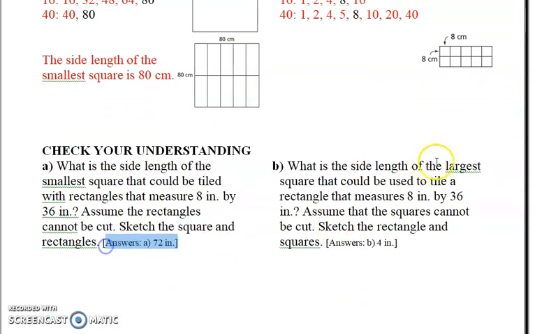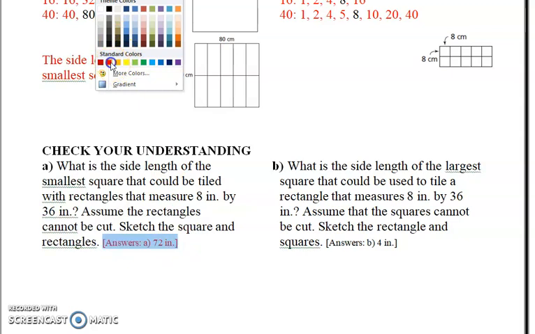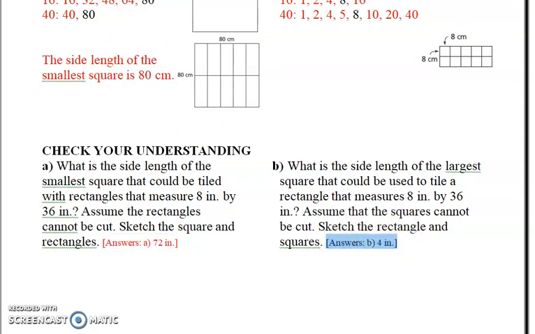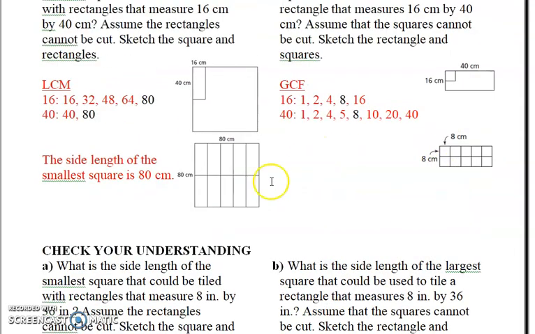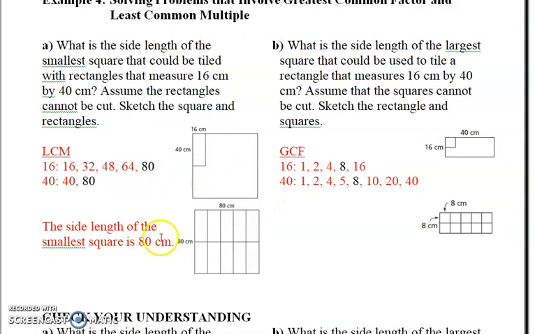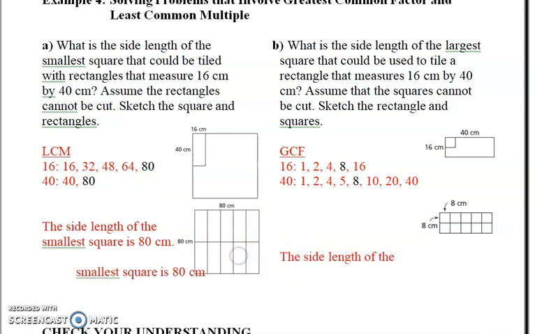The answer to the first one is 70 inches. And the answer to B part is 4 inches. Done similar. Okay. And I guess I can answer that question over here. Side length of the largest square. Largest square is 8 centimeters. Okay.